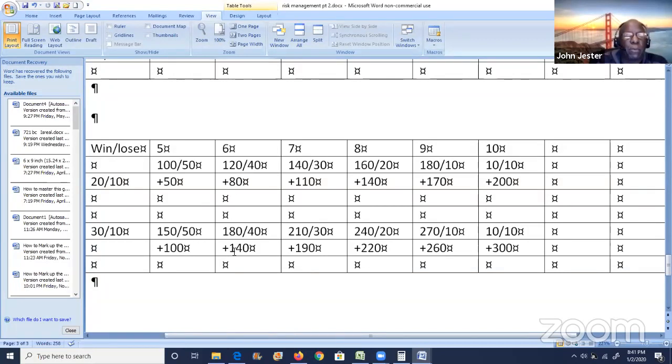6, you'll be a plus 140 pips. 7, you'll be plus 190 pips. 8, you'll be plus 220 pips. 9, you'll be plus 260 pips. All right, so it's really, really crucial that you learn to get to these points in your trading career.